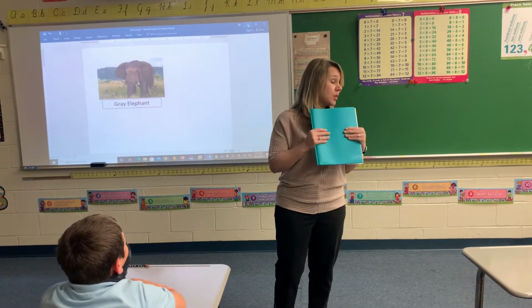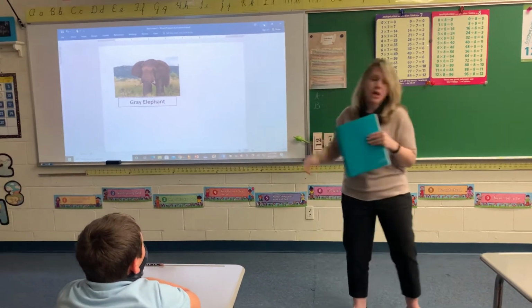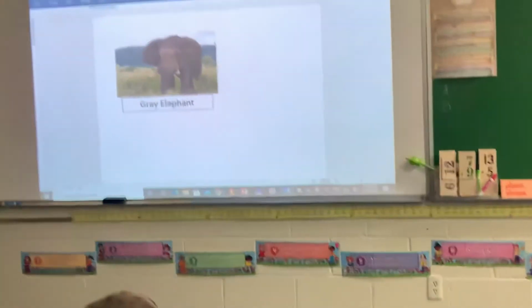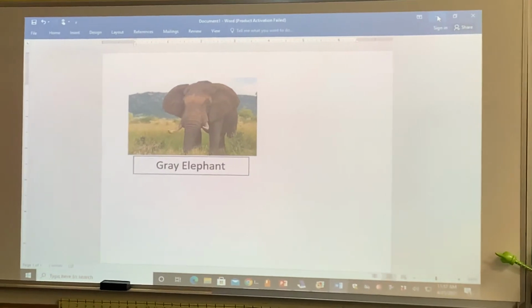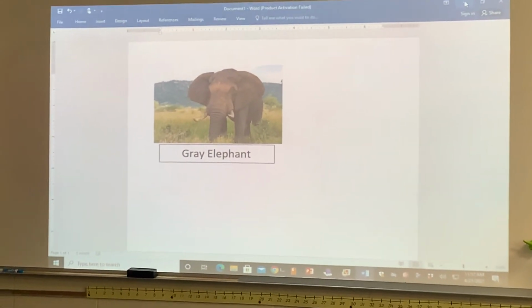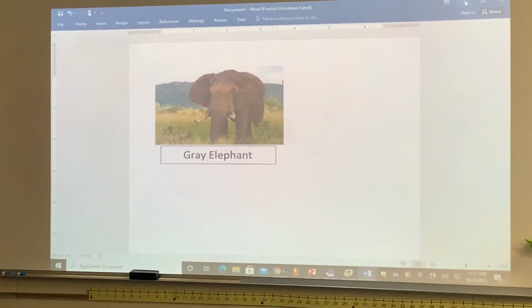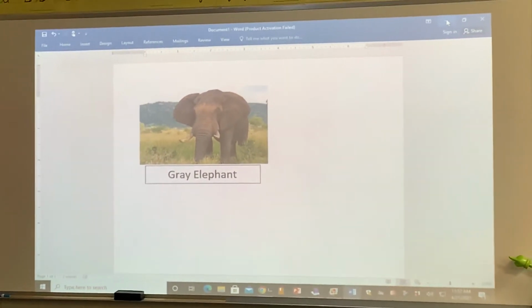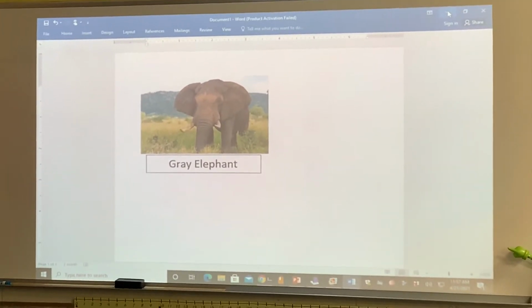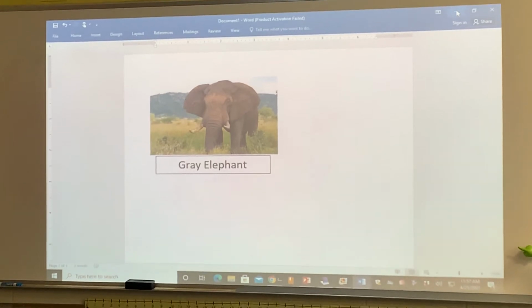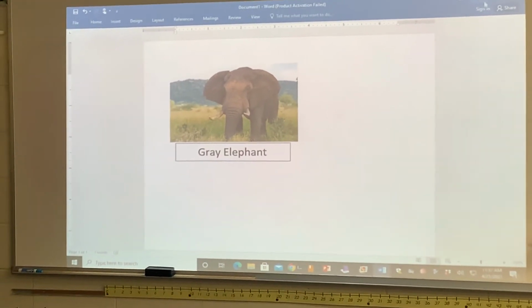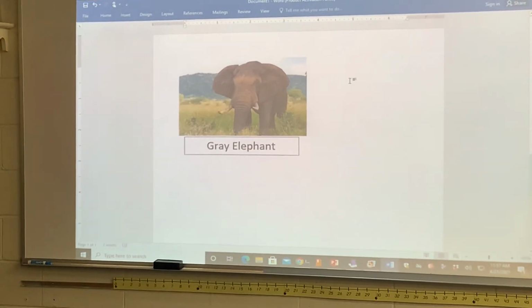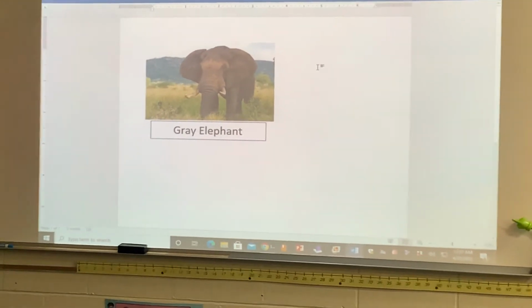Now, I'm going to go to the back to the computer, and I want you to watch the screen because I'm going to show you how you can find pictures to add to your animal notebook, and we're getting them from pictures that are free for everybody to use. Some pictures are copyrighted, which means you have to have permission to use them, and we're going to use ones that are free.